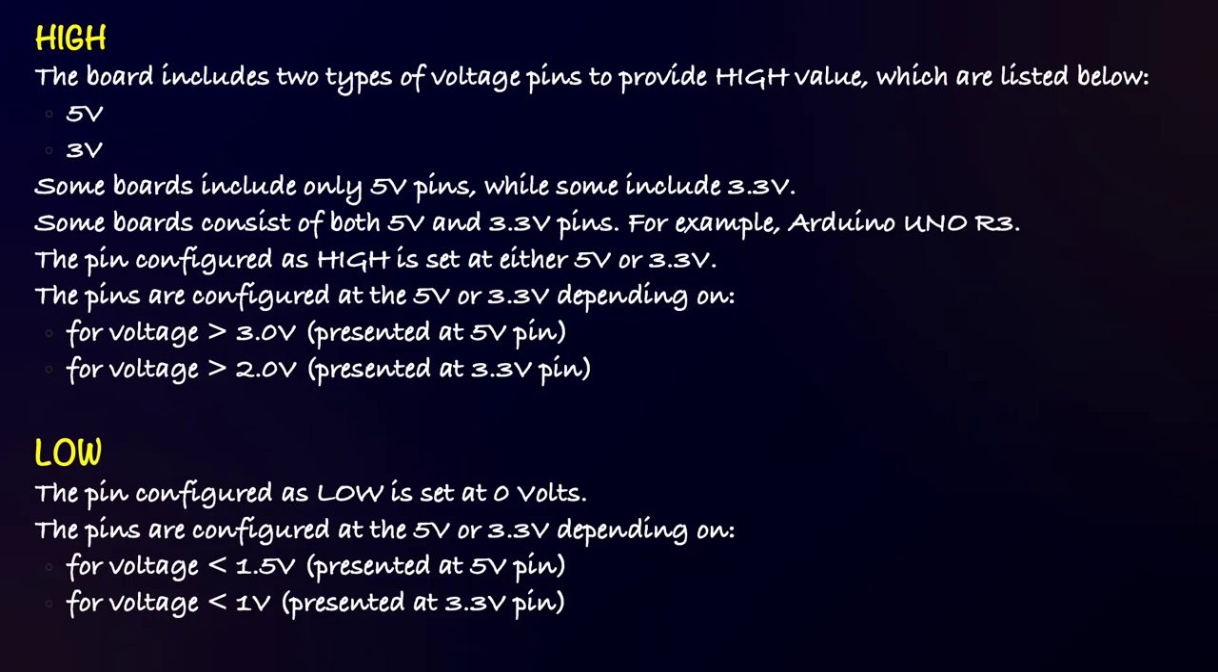All right, understood? So what is the gist of it? The gist, or the crux of it, is basically that high means the high voltage, which is 5 volt or 3.3 volt or 3 volt, and low means 0 volt, that is switched off. That's the two configurations for the digital pins.